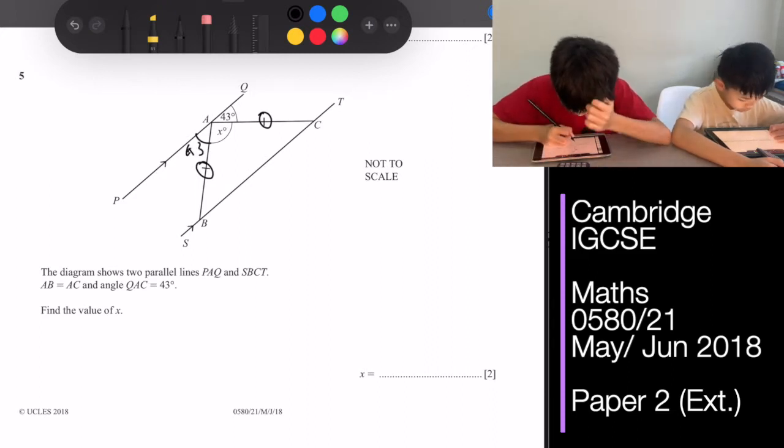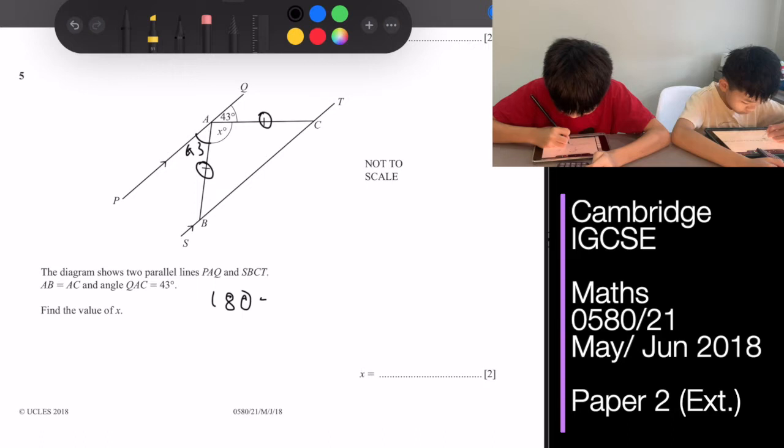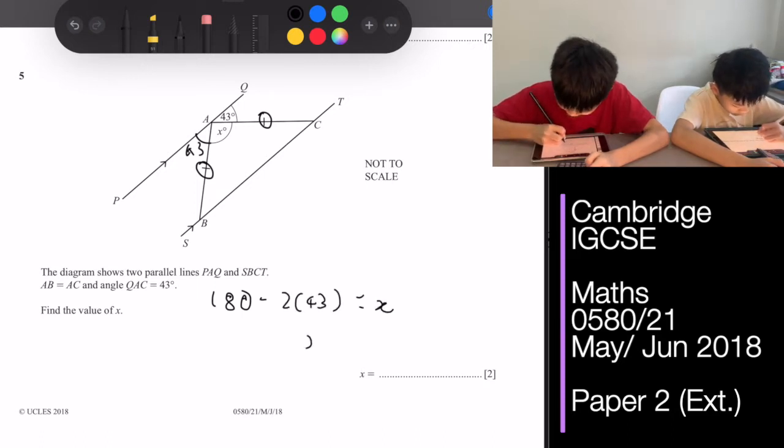So 180 minus 2 times 43 equals to x. X equals to 94.